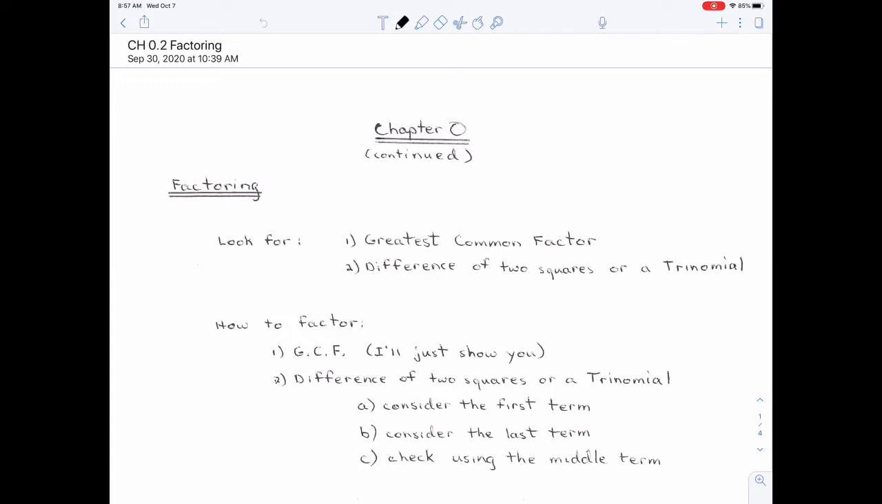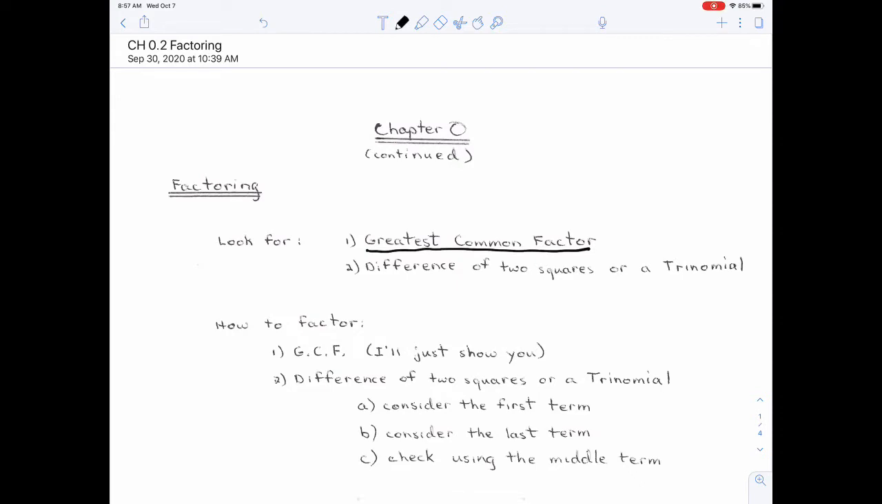What are we doing? We're taking a polynomial and pulling it apart into things that are multiplied, not into things that are added and subtracted. You have to have factors when you're done. If you don't have factors, you haven't factored it, okay? All right. So what do you want to look for? There'll be more later, but right now, this is what we're restricting ourselves to. The greatest common factor. That's the first thing you want to look for.